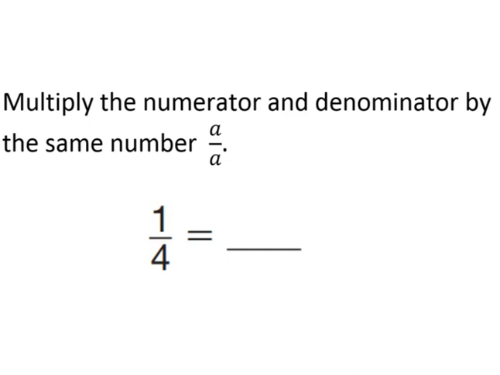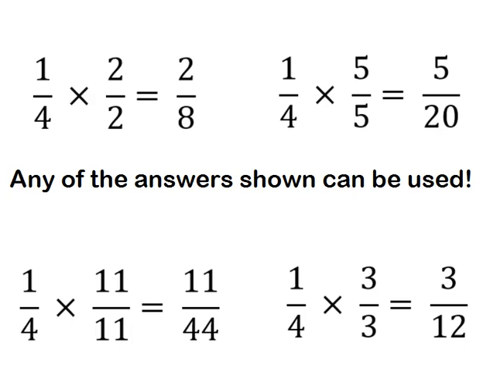So let's look at some answer choices for 1/4. We have 1/4 in the top left hand corner. We have 1/4 times 2/2. That's equal to 2/8. So we can use that as an equivalent fraction. We have 1/4, this is in the top right hand corner. 1/4 times 5/5 is equal to 5/20. The bottom left hand corner, 1/4 times 11/11 is equal to 11/44. And also 1/4 times 3/3 is equal to 3/12.